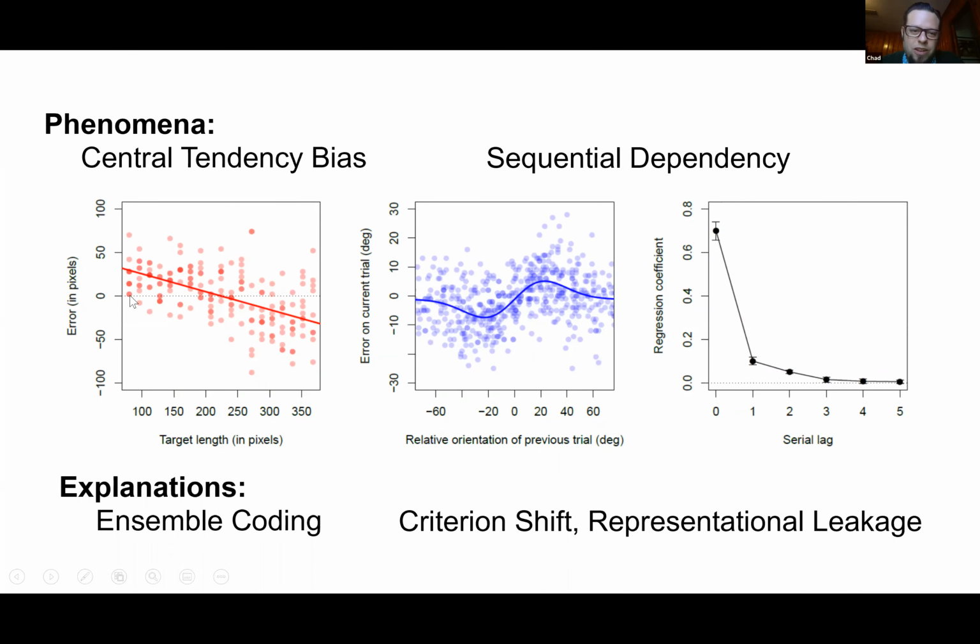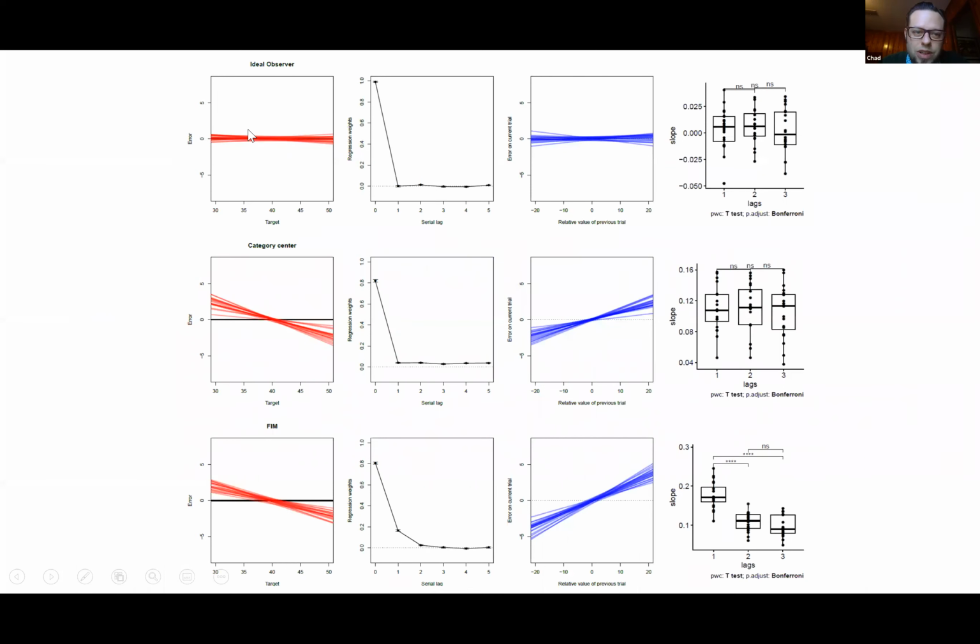And so here are just a few models. Control models, like the ideal observer, will have no central tendency bias. For sequential dependencies, there will be no weight on prior trials, and your errors in reproduction will be unrelated to the prior trial. And if you change the lag, so instead of error against one trial back, you go to two trials back or three trials back, that's not going to change. The slope of the lines won't change.